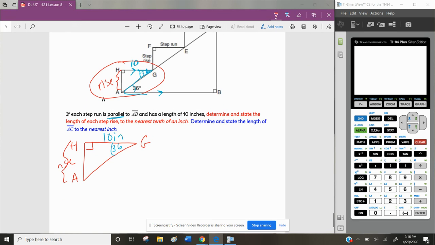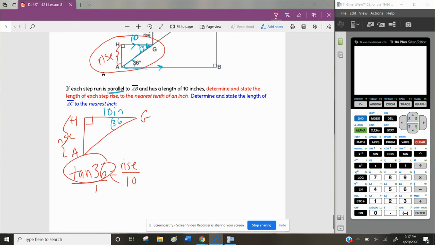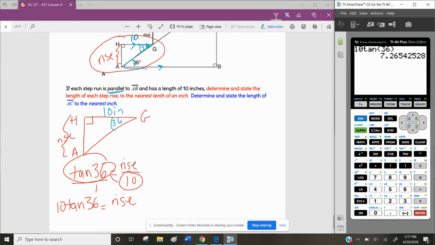So what do we have in terms of this reference angle, this 36 degrees? The opposite over the adjacent. I'm sorry that all of these use tangent. So we have the tangent of 36 equals the rise, which is what we're looking for, over our adjacent, which is 10. We solve: 10 times the tangent of 36 equals the rise, and that did give us where to round on that question. That's just the first part. So 10 times tan of 36, that is 7.3 inches to the nearest tenth of an inch. So we've done the first part. Let's do the second part.